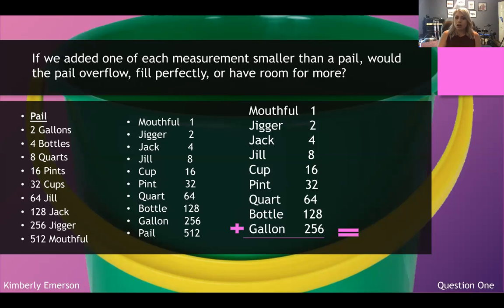So let's add all of these together. Our mouthful, jigger, jack, jill, cup, pint, quart, bottle, and gallon, and we're going to see what we have left for our pail. We are left with 512, so that means we have room for one more. If 512 mouthfuls fills up our pail, and we only added up to 511, we would have room for more. Pretty simple.